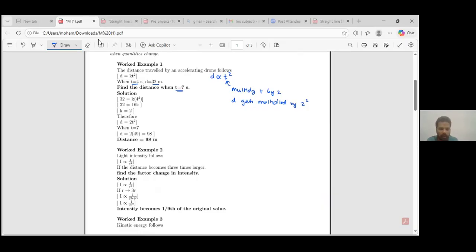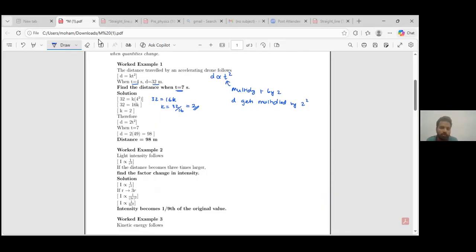When d equals kt squared, we can substitute. So 32 equals k times the square of 4, right? 4 square is 16, so 32 equals 16k. K equals 32 by 16, which is 2. So we've got the value for k, which is 2.